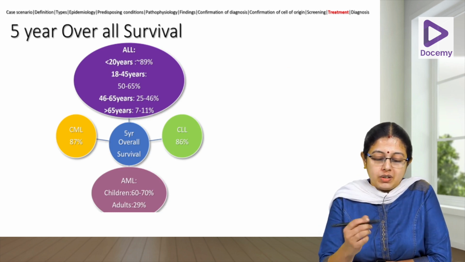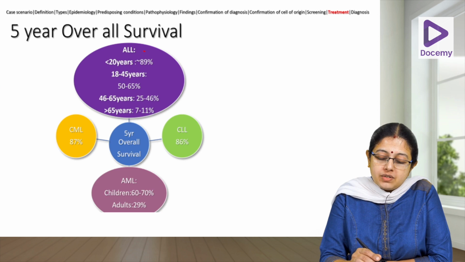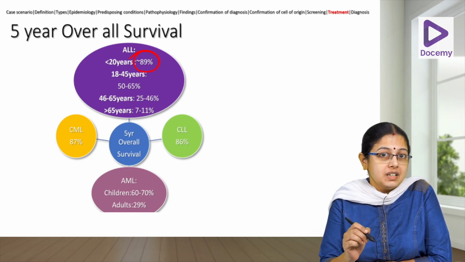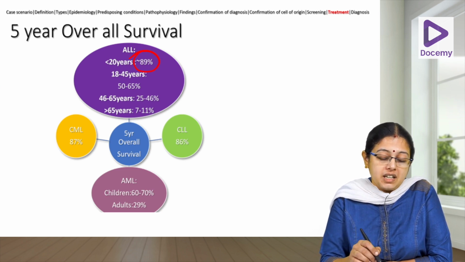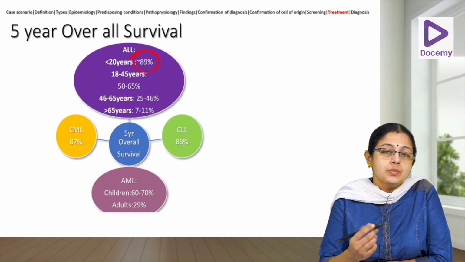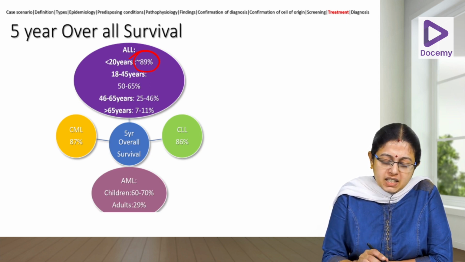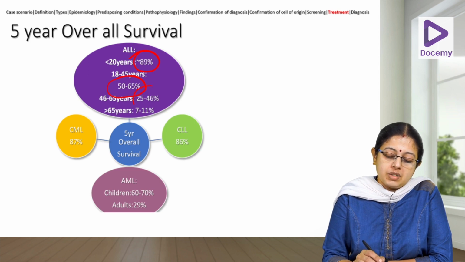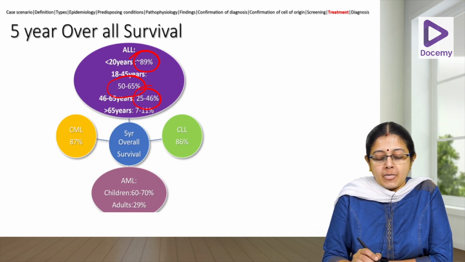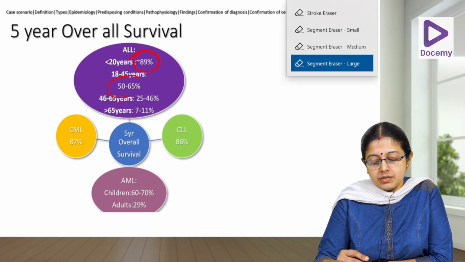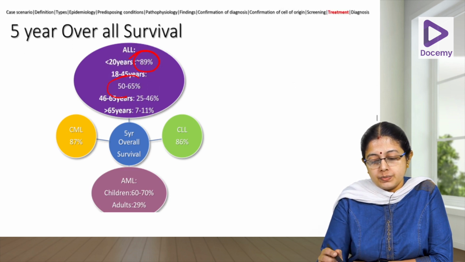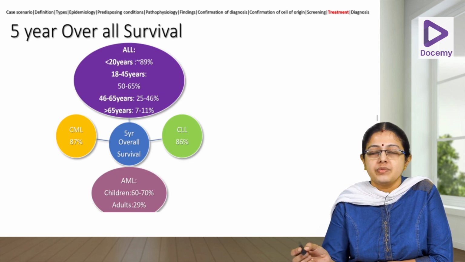Now, the 5-year overall survival. The best is for acute lymphoblastic leukemia in childhood. Less than 20 years, they have found close to 89% survival over 5 years, and most of them get cured. At 18 to 45 years, this comes down drastically to 50 to 65%, and at 46 to 65 years, it comes down again further to 25 to 46%. And beyond 65 years, if somebody has an acute lymphoblastic leukemia, the 5-year survival is expected to be close to 7 to 11%, somewhere around 10%.